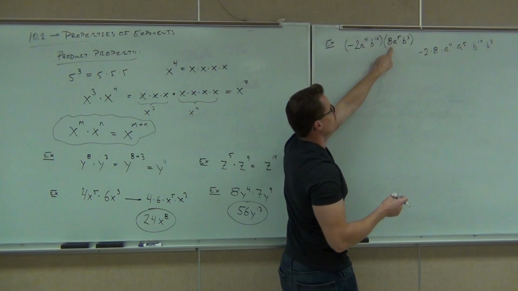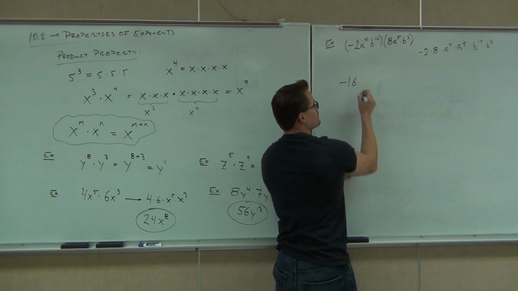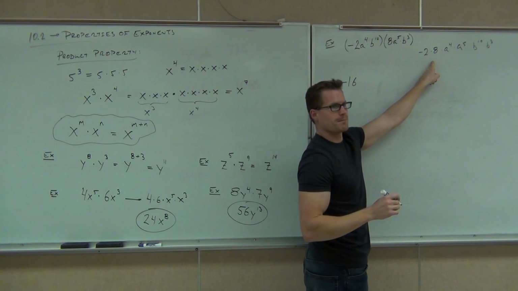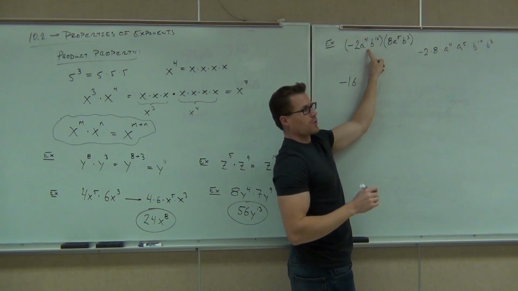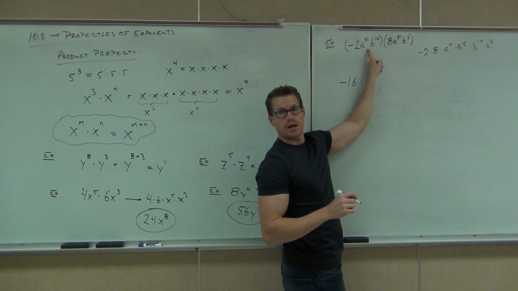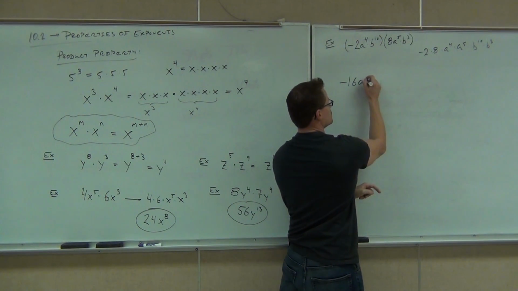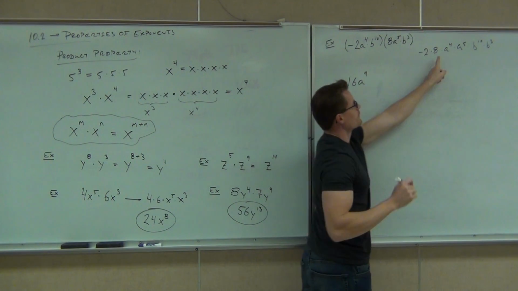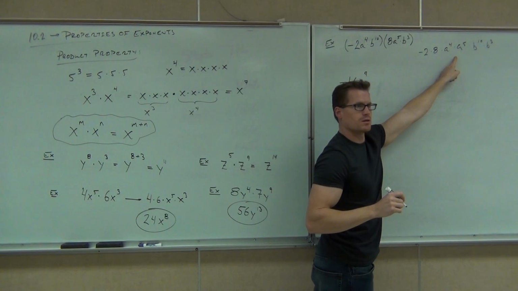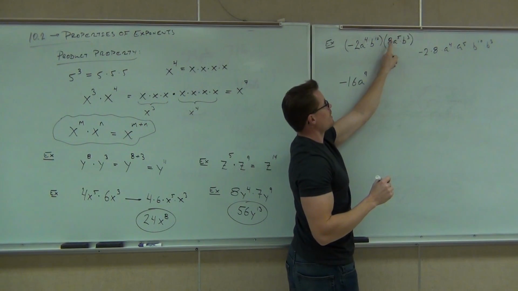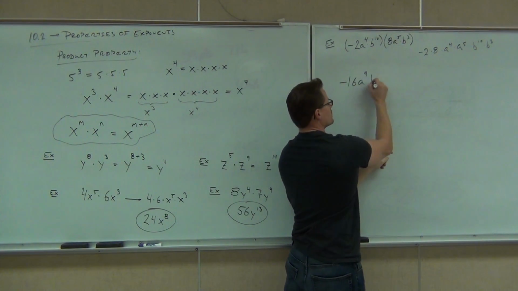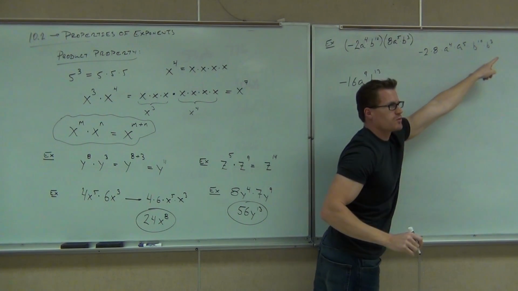We do negative 2 times 8, which gives you negative 16. Look at that. A to the 4th times a to the 5th gives you how much? A to the 9th. That would give you a to the 9th, wouldn't it? B to the 10th times b to the 3rd gives you b to the 13th.